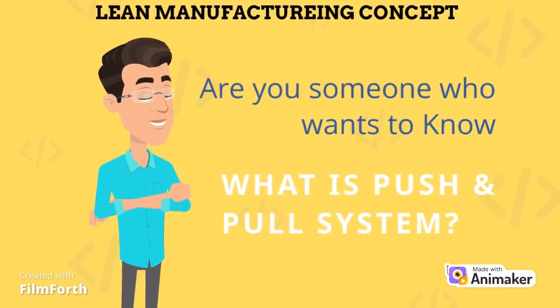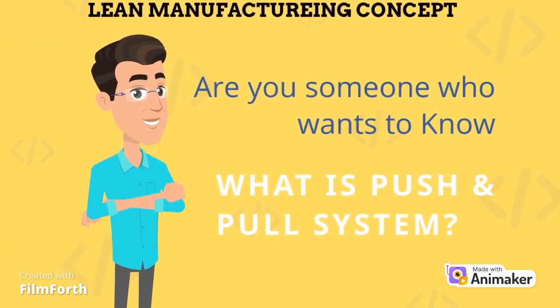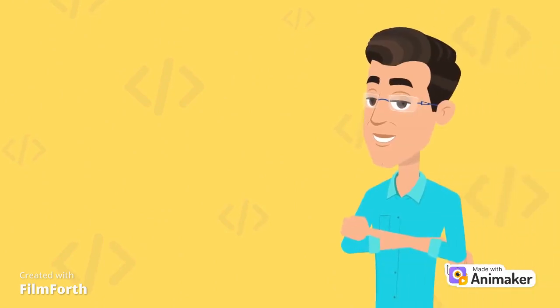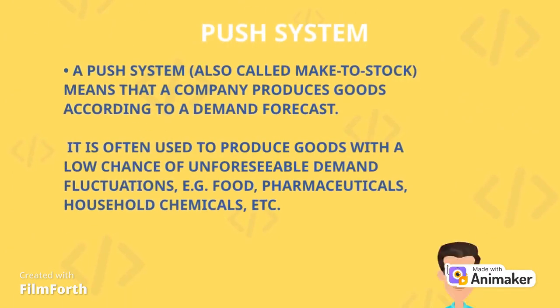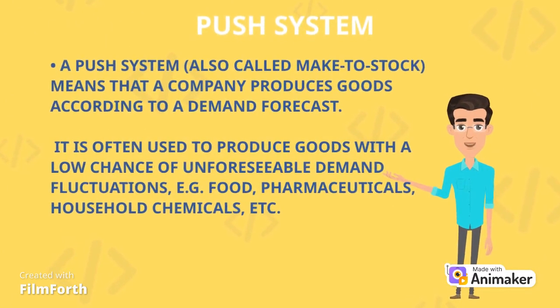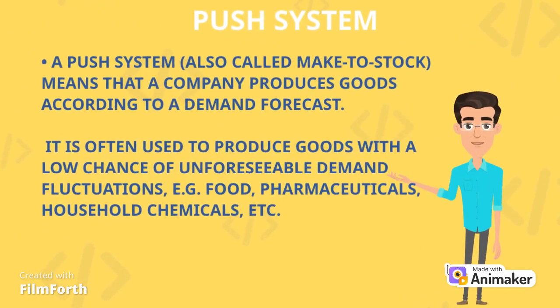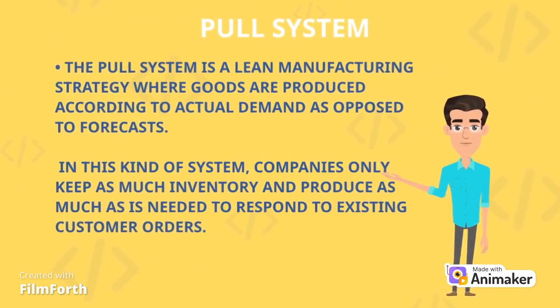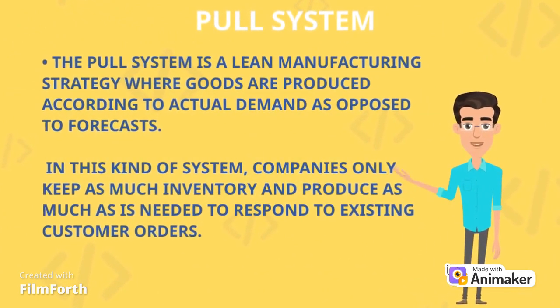Are you someone who wants to know what is push and pull system? Let me tell you. A push system, also called make to stock, means that a company produces goods according to the demand forecast. It is often used to produce goods with a low chance of unforeseeable demand fluctuation, example food, pharmaceuticals, household chemical, etc. The pull system is a lean manufacturing strategy where goods are produced according to the actual demand as opposed to forecast.